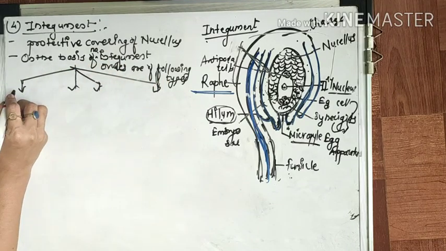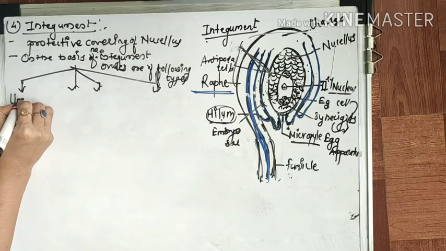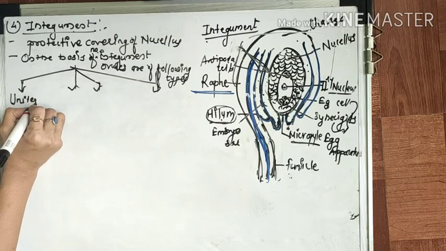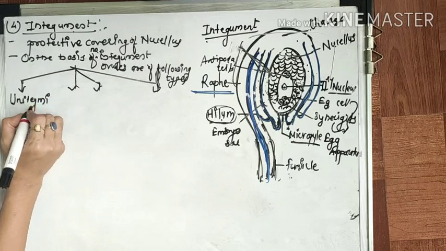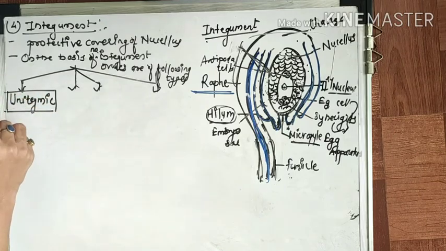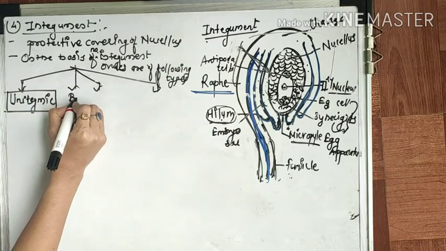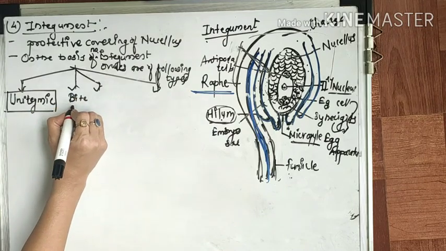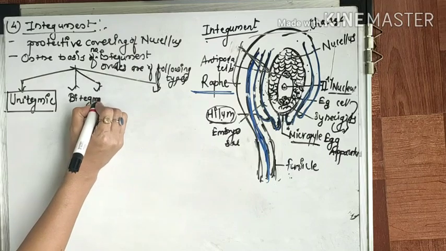The first is called unitegmic. The second is called bitegmic.